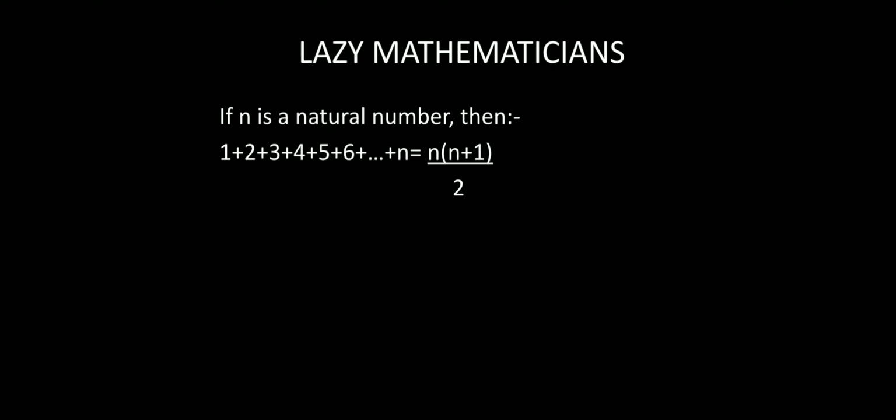So the lazy mathematicians took out a formula which states that if n is a natural number, then 1 plus 2 plus 3 plus 4 plus 5 and so on till n will be equal to n into n plus 1 by 2. This formula can be derived by you once you have done the chapter of arithmetic progression, which will be there in the further chapters of class 10th. So let us move further.